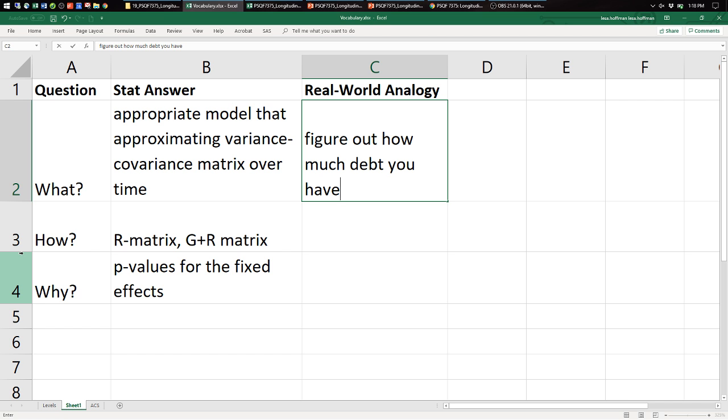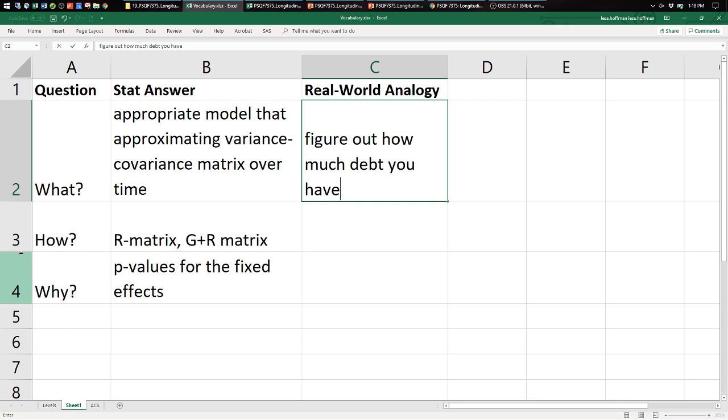So if I think of this in terms of data, what we're going through is just trying to figure out how much variance and covariance we have. We're not trying to pay it down. We're not trying to reduce it. We're not trying to explain it with fixed effects. We're just trying to figure out how much we have.